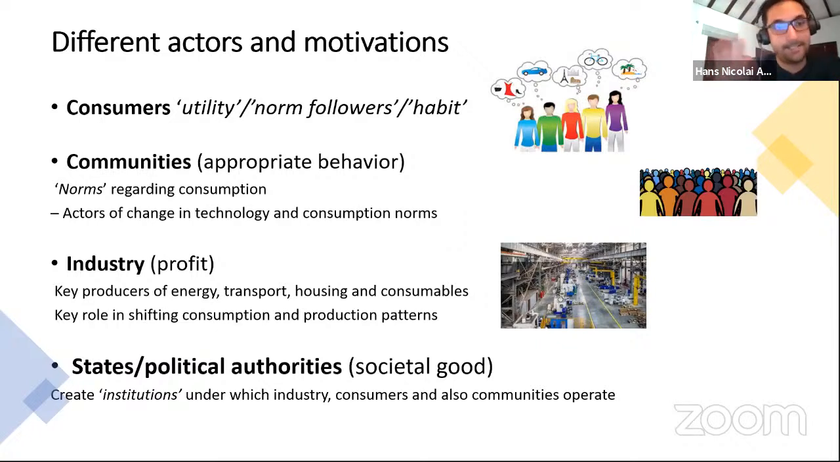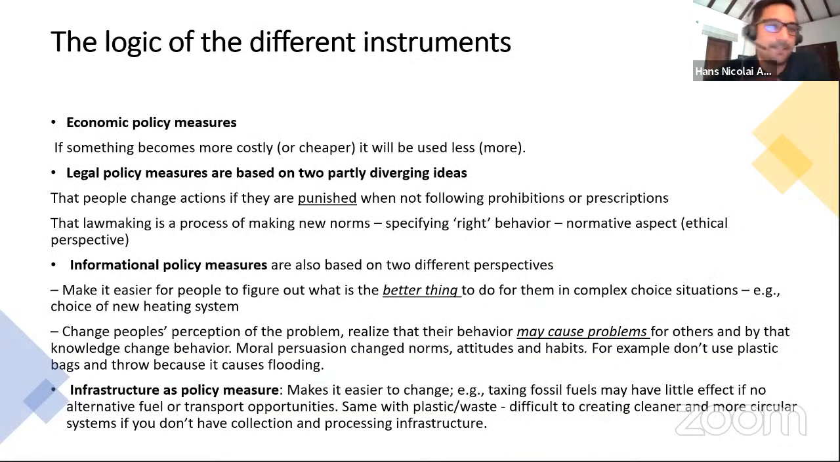So again, you have different actors and different motivations, and you can see that and think about it all the time. For instance, some of you might think political authorities have a motivation of reaping benefits for themselves, not for society. But anyway, we can come back to that. There are different policy instruments, which are based on a societal setting, on economic development, and social development issues, but we can generalize also. When we talk about economic policy measures, something becomes more costly or cheaper. So we can encourage or discourage certain consumption by taxes, for instance.